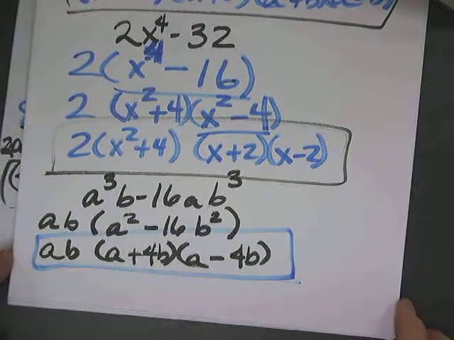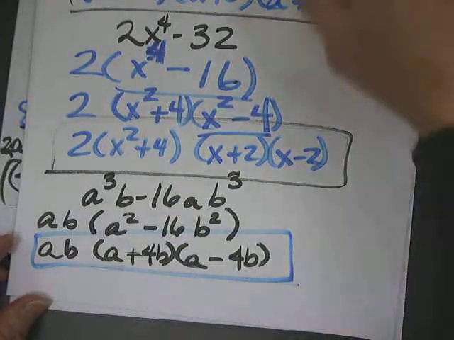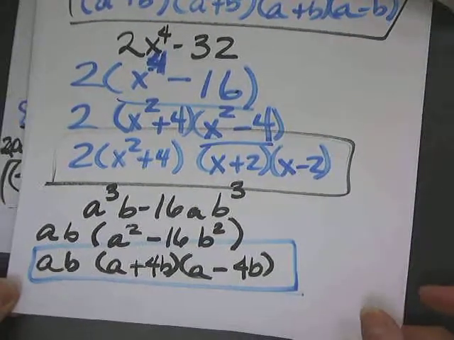I thought we had a cube coming up here. Okay, difference of squares. A squared is a times a. How do we get 16b squared?